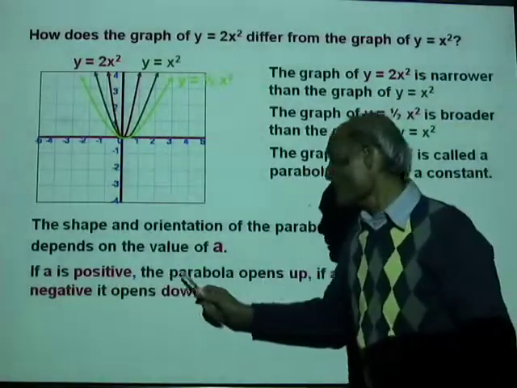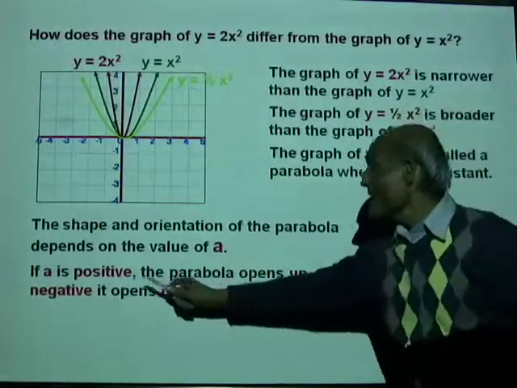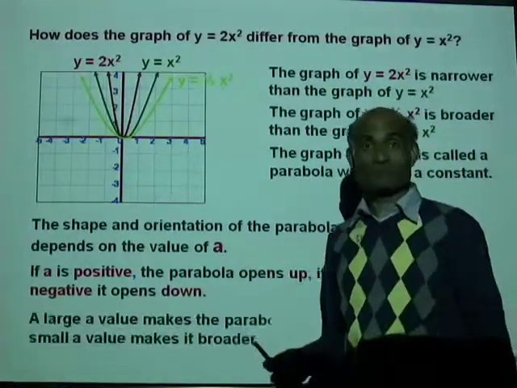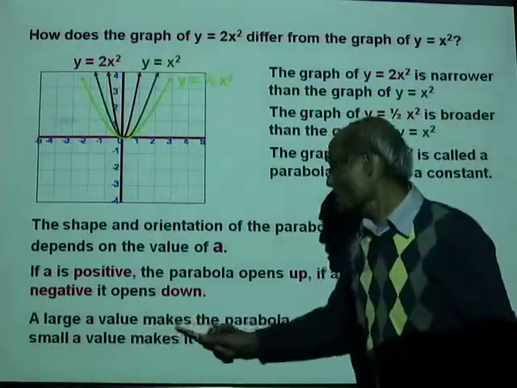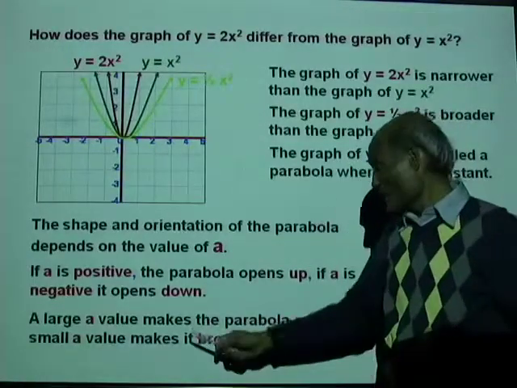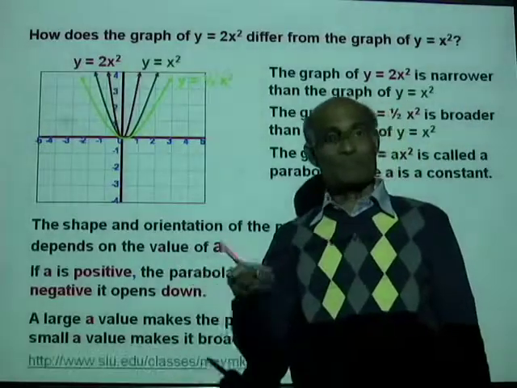If a is positive, the parabola opens up. If a is negative, the parabola opens down. A large a value makes the parabola narrower, and a small a value makes it broader.